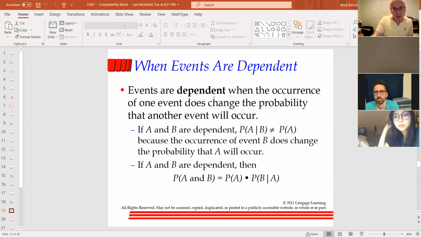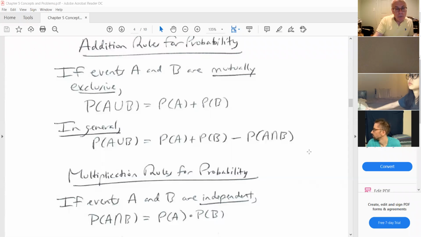Well, again, if they're not independent, they are dependent, which means the occurrence of one event does change the probability of the other event. In other words, if they're dependent, these two are not equal to each other. Okay? And then we have to go back to this equation here. So maybe what I'll do is I'll stop right here for a second. Go to the handout, which is here. Okay, here we go. It's on page 4 of 10 pages. I have both the addition rule here.